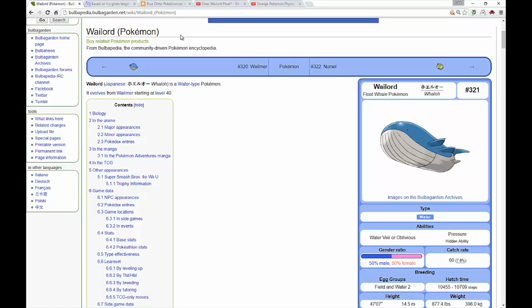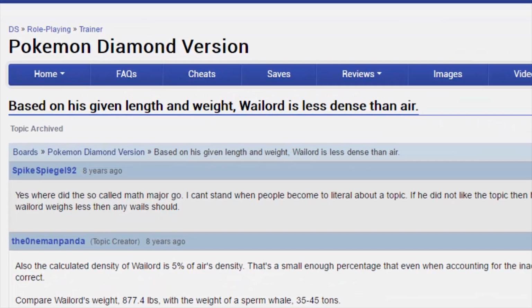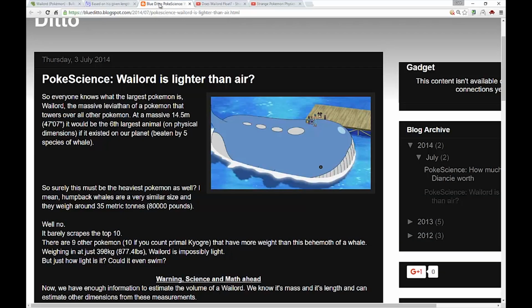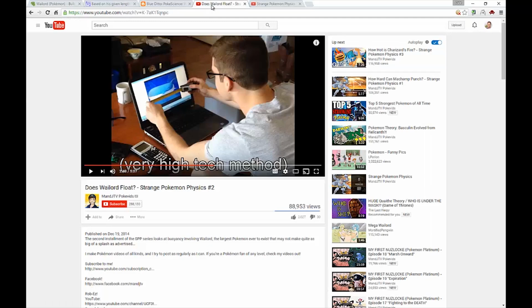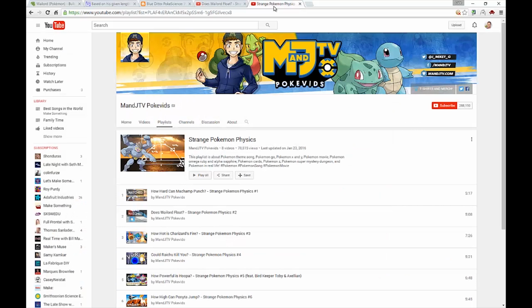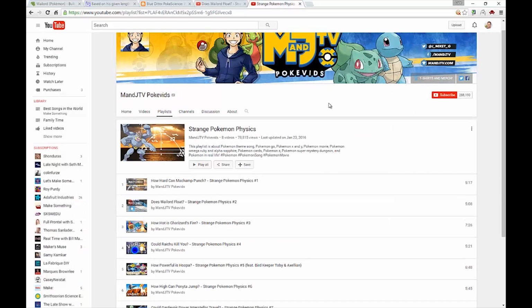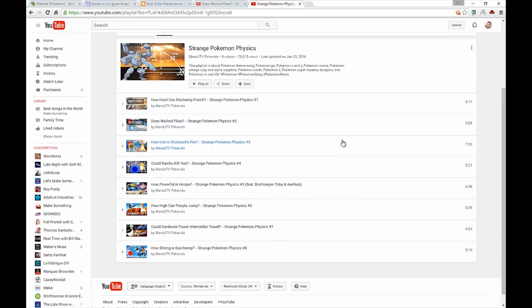By the way, I'm definitely not the only one who's been looking at the measurements of Pokemon. It's been going on for a long time. I found a message board about Wailord, which is this big Pokemon, and it goes back 8 years ago. There's a couple blog posts about the fact that this thing's density would be lighter than air. I found a YouTuber who did a nice presentation on the whole topic. He also has a whole playlist of strange Pokemon physics. You can see some familiar things there if you are a physics teacher. I'll put links to that in the description.